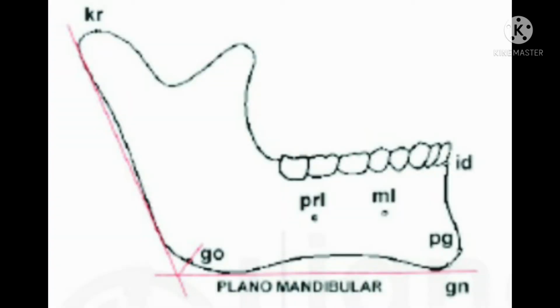Bigonial breadth. It measures the straight distance between the two gonion points. Gonion is the most posterior, inferior and lateral point of the angle of the lower jaw or mandible, made by the basal margin of the body and the posterior margin of the ramus.